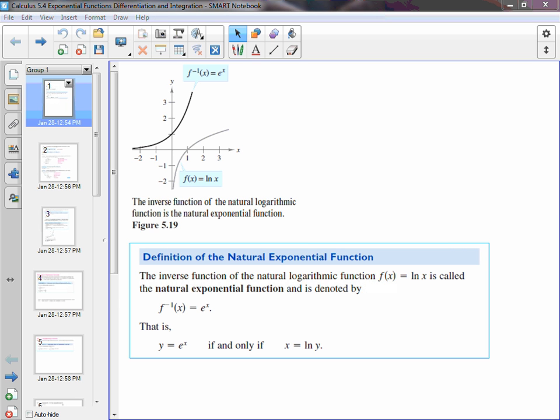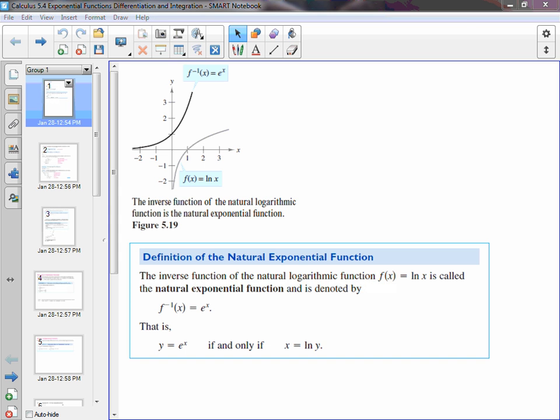Now, the natural logarithmic function has an inverse. Like what we talked about in 5.3, it fits all the criteria, so it has an inverse. And its inverse is the exponential function. Okay? So the inverse of the natural logarithm function is the natural exponential function.